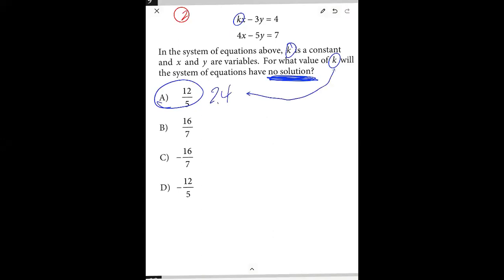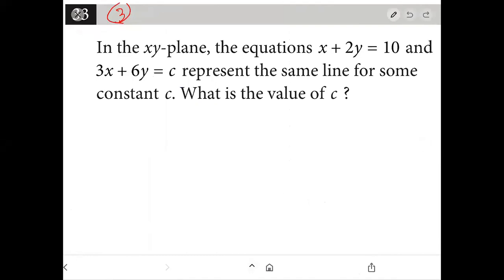All right, that's the change. You can now enter different letters besides X. Let's keep going. The next question is this one, number 33. It says here, in the XY plane, the equations X plus 2Y equals 10 and 3X plus 6Y equals C represent the same line for some constant C. What is the value of C?